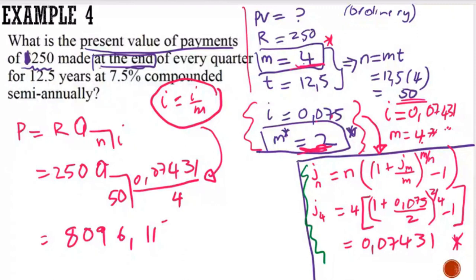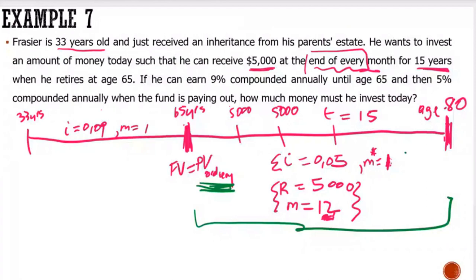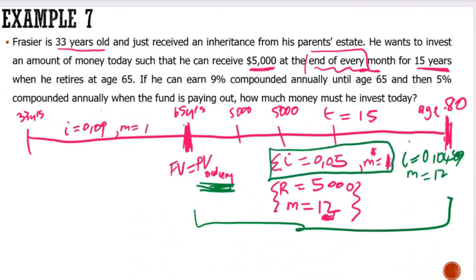Now you find that your new interest rate for this period, after you've done your conversion, is going to be equal to 0.0489. This is an interest that is compounding monthly. You will convert it so that it becomes monthly and get this new interest rate. Once you've got that, you can go to your calculator and go to your PV ordinary. This is what you are calculating.